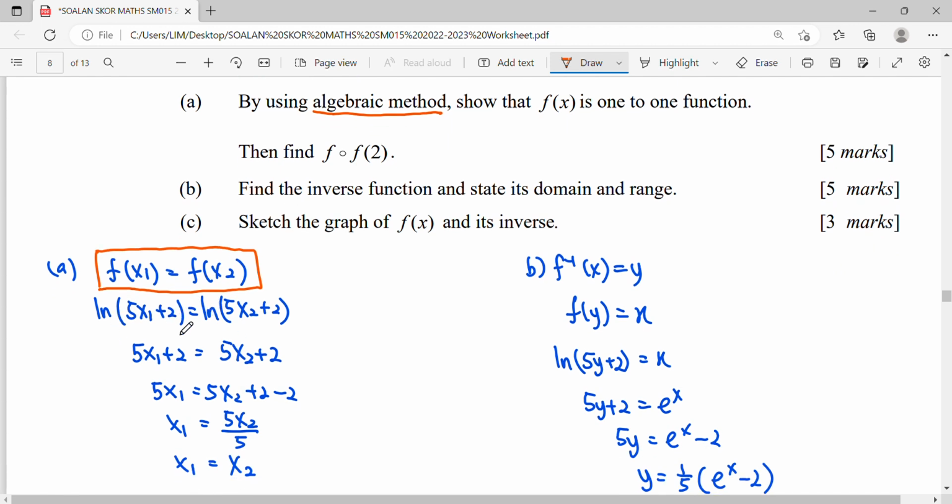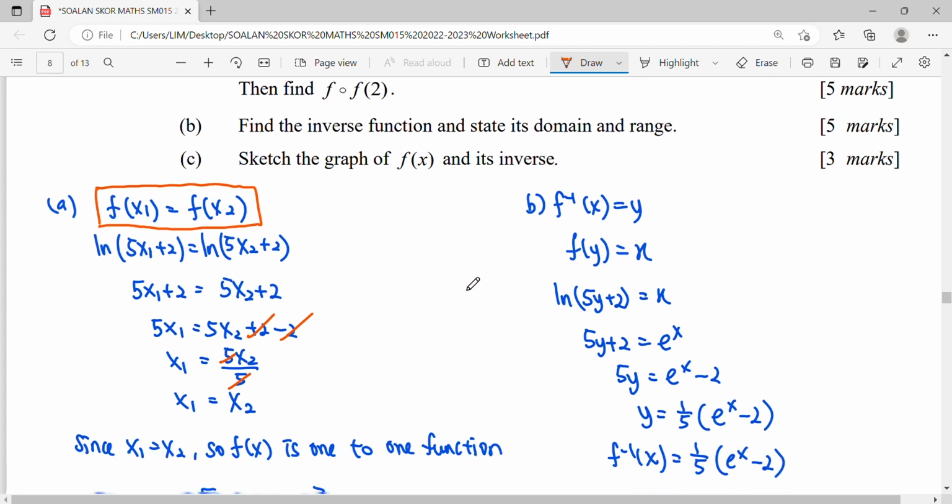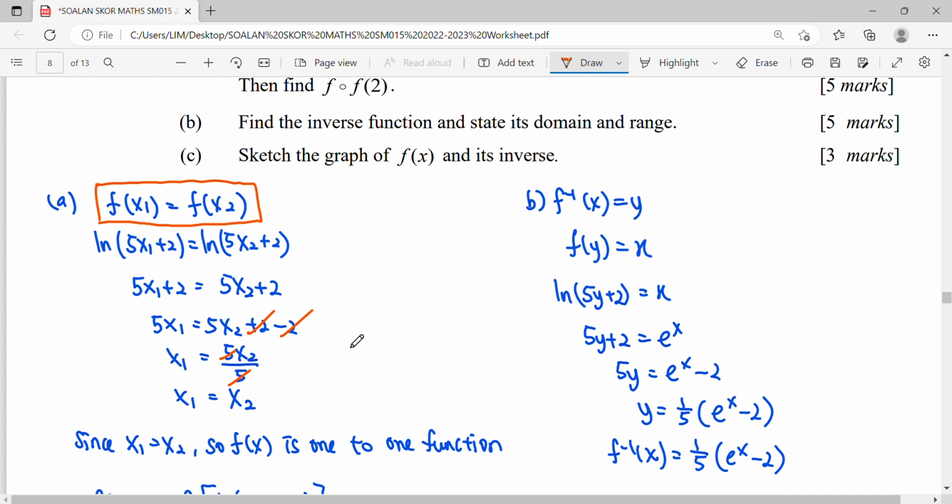You have to move everything to the right hand side until you leave x1 here. So when we unlock this, we remove this, we get 5x squared plus 2. Then we move the 2, so 2 minus 2 can be cancelled. Then 5 divided by 5 can also be cancelled. So you can notice that x1 only equals one answer, x2. So that will be your one-to-one function. x1 equals x2. Conclusion, it is a one-to-one function.